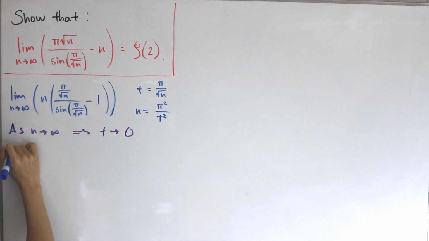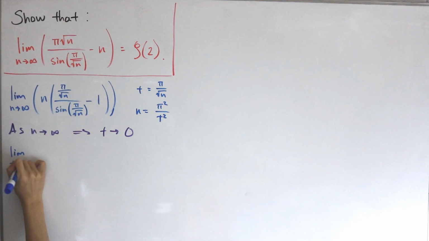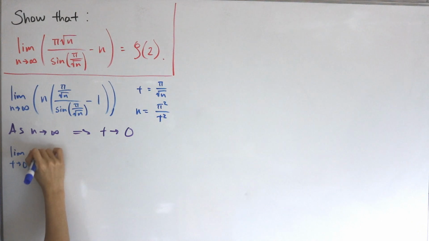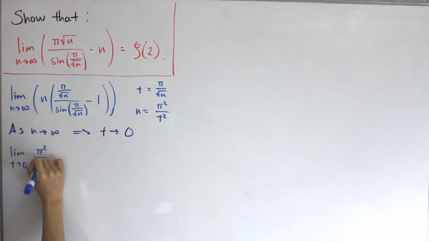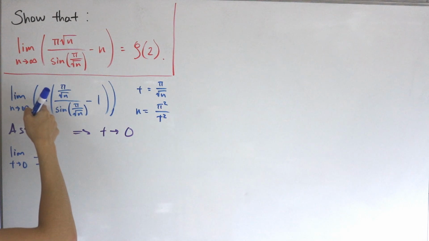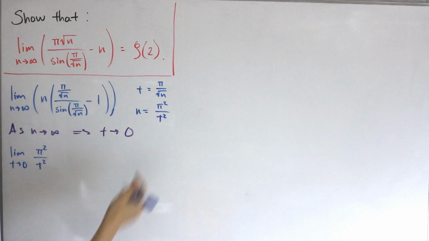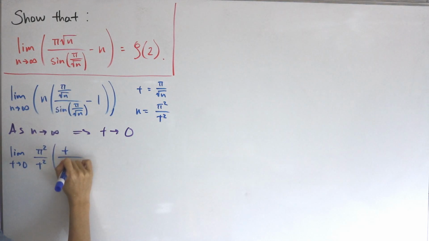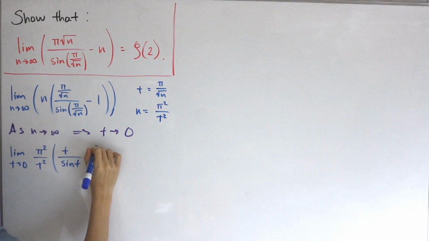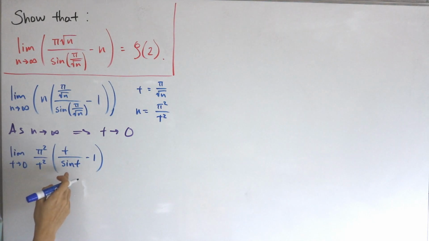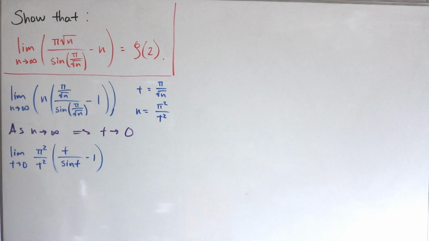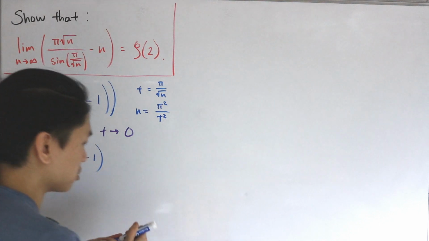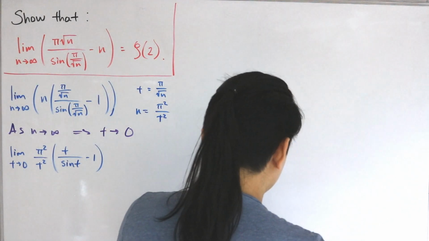With this, we can now write a new limit as follows. Now we have the limit as t approaches 0 of pi squared divided by t squared, which is just substituting for n. Then everything we have is t from here, divided by sine of t, and then subtract 1. Now, as mentioned, the sine of t looks a little bit scary in how we're dealing with this to show the Riemann zeta value. But as mentioned, we will be utilizing the Taylor series expansion.